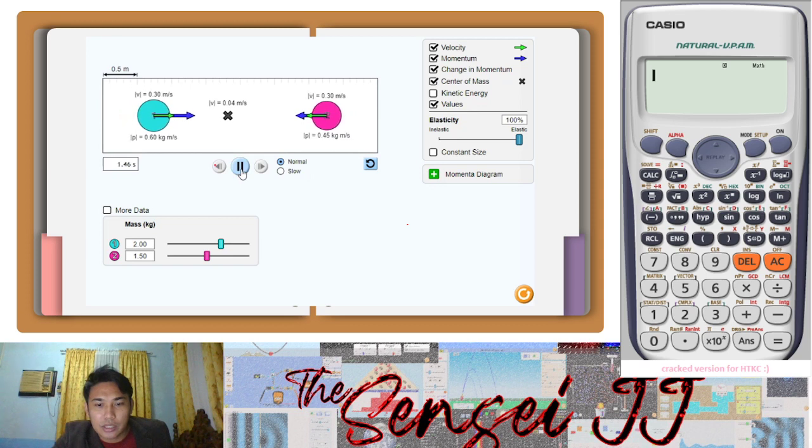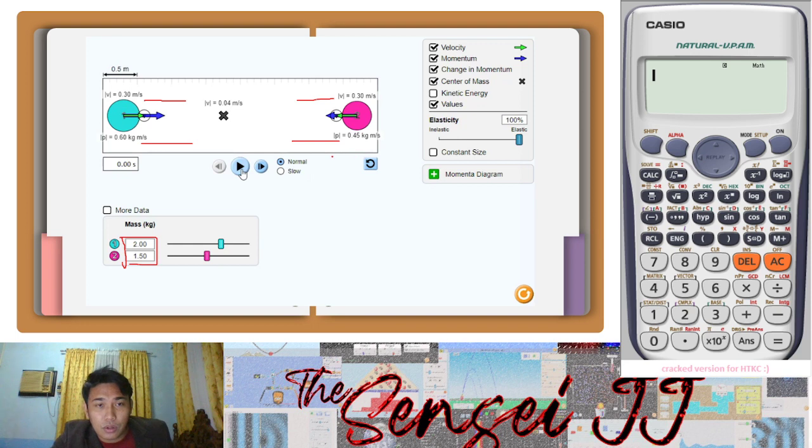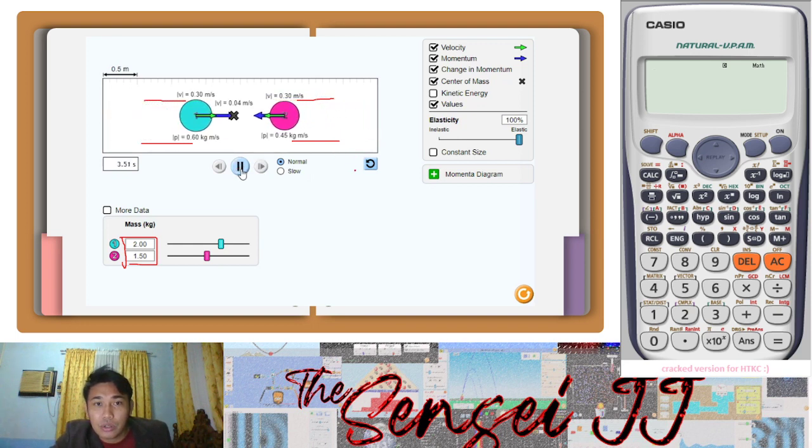As you can see, guys, here we have an initial velocity of 0.30 meters per second. We have still the initial mass of 2 and 1.5. And we have momentum of 0.6 for the greater object and 0.45 for the smaller object. What will happen? This is the elastic collision.